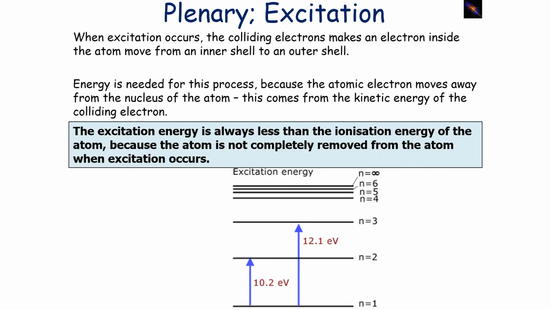So, when excitation occurs, the colliding electrons make an electron inside the atom move from an inner shell to an outer shell. Energy is needed for this process because the atomic electron moves away from the nucleus of the atom, and it comes from the kinetic energy of the colliding electron. Excitation energy is always less than the ionization energy of an atom because the electron is not completely removed from the atom when excitation occurs.